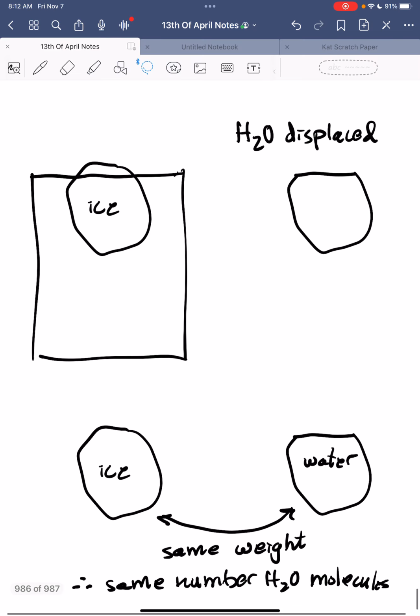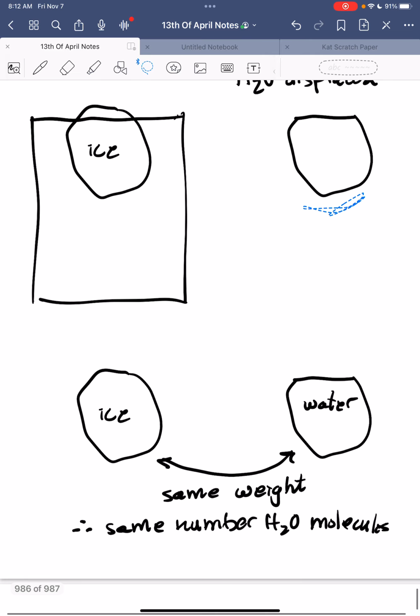Here's a picture. So here's the ice, it's just floating, and that's the water that's displaced. I've just drawn it there. These have exactly the same weight. Well, how could they have the same weight? It's because they have exactly the same number of water molecules in them. Why is the ice a little bit bigger? Well, because the ice is less dense, so it's going to take up a larger volume. The water is more compact because it's slightly more dense.